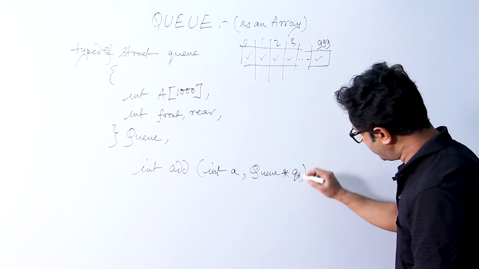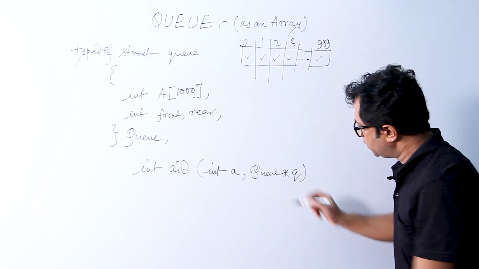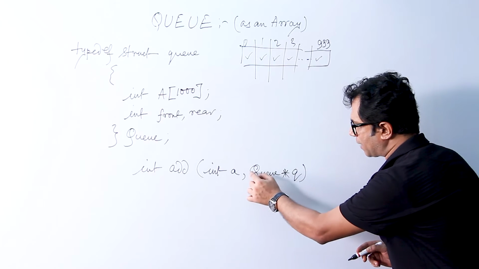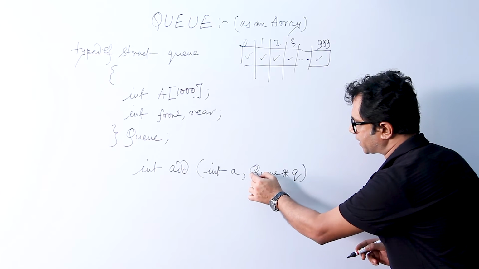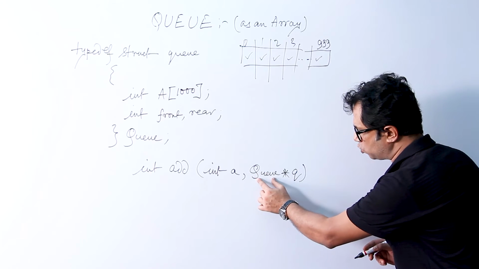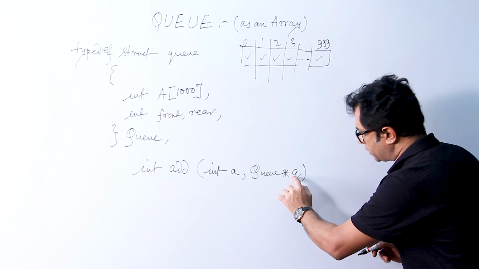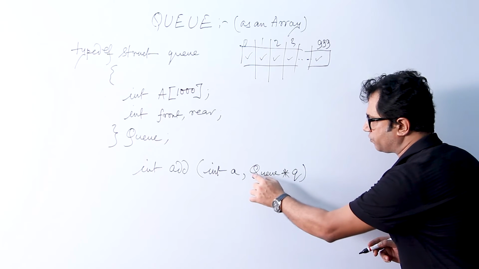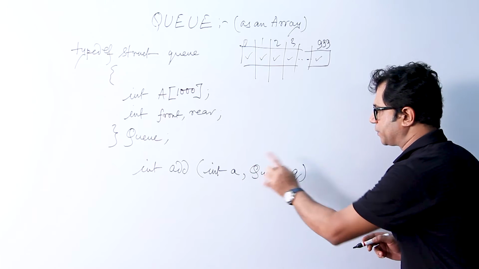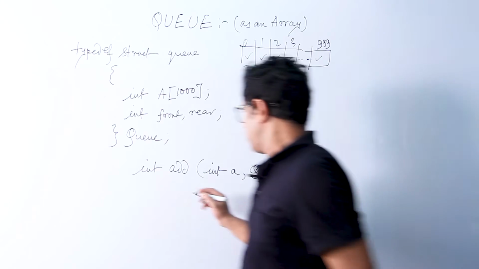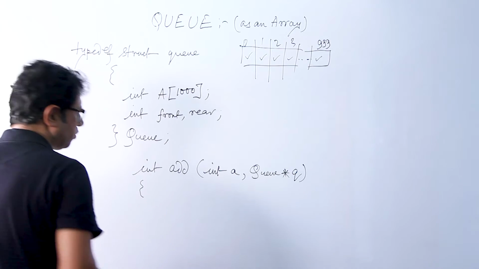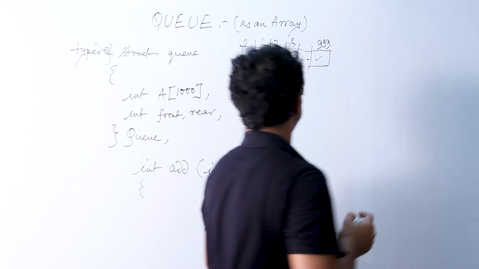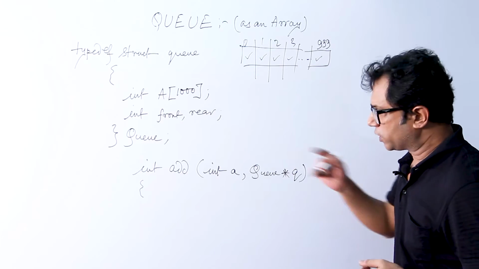So this q can point to any variable of the Q data type, with capital Q. Q starting with caps lock is the data type, and small q is the pointer to any variable of the capital Q data type. So now I will first see whether we can add an element to the queue.